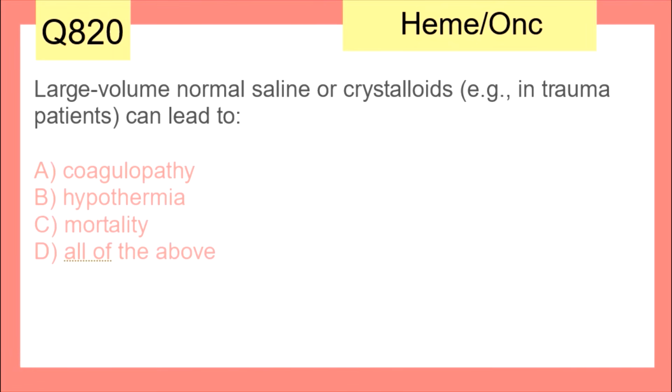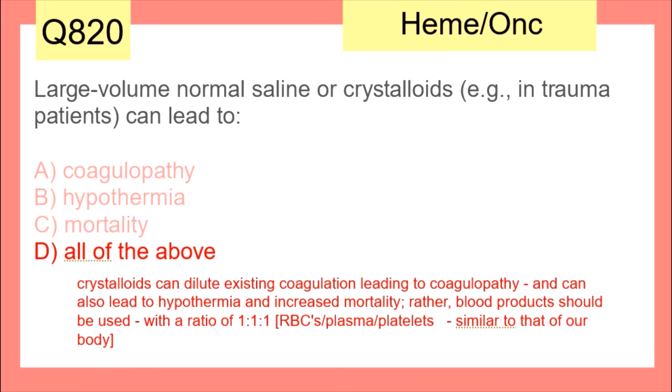Question 820, large volume normal saline crystalloids, for example, in a trauma patient. Let's say we were giving that to them. It could lead to all of the above: coagulopathy, hypothermia, and death. That's why we don't give large volume normal saline crystalloids. We want to give, instead, blood products with a ratio of 1 to 1 to 1, red blood cells, plasma, and platelets, similar to what we have in our body. Again, 1 to 1 to 1, red blood cells, plasma, and platelets.